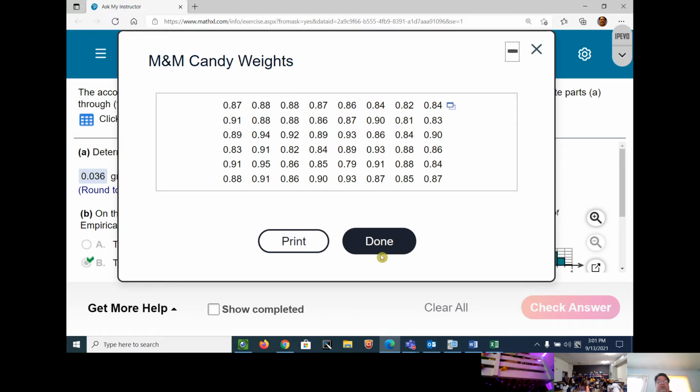That's why it's better to use the Excel spreadsheet on these homework problems. You spend too much time typing them in.